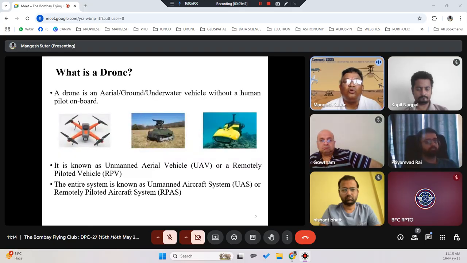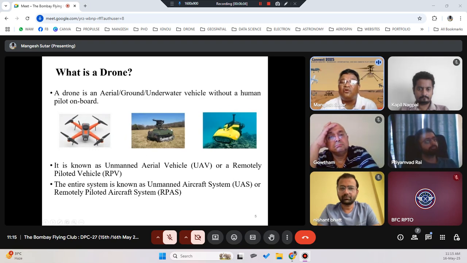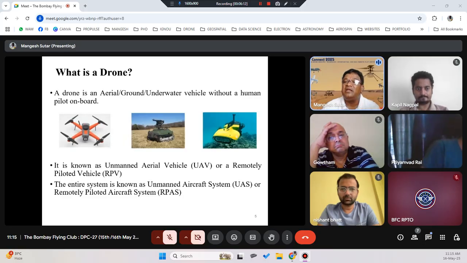So what is a drone? A drone is an aerial, ground, or underwater vehicle without a human pilot on board. It can be a quadcopter, hexacopter, or octocopter, or it could be a ground vehicle moving autonomously. A lot of things are being developed for defense also, which move autonomously. There was a robot developed for delivery, like how we have designed a drone for delivery of your parcel. Similarly, in the US, ground vehicles are also designed for delivering packages.